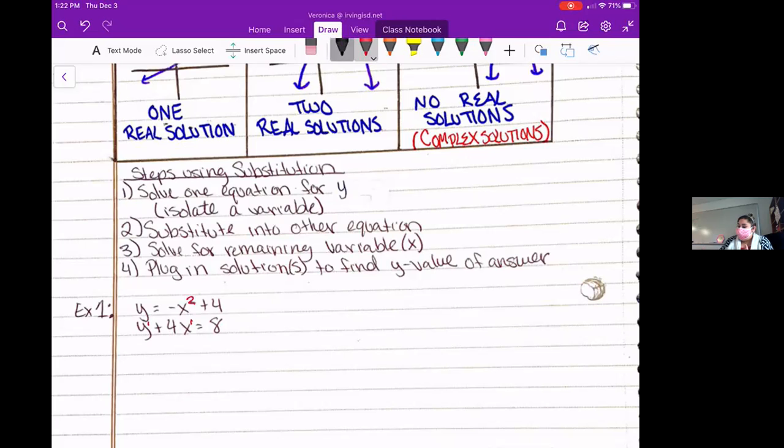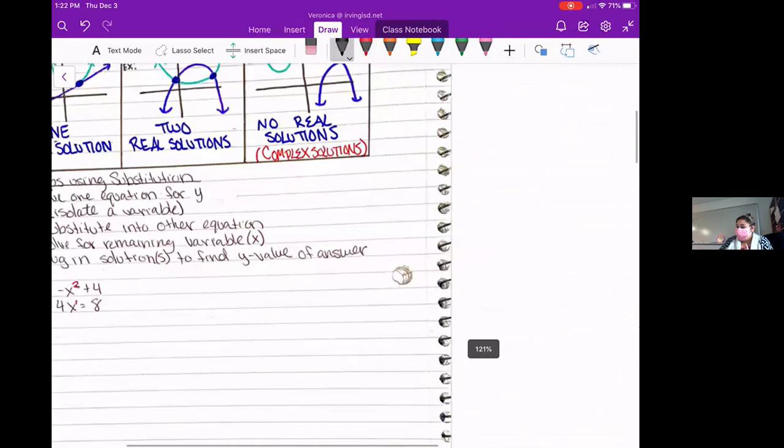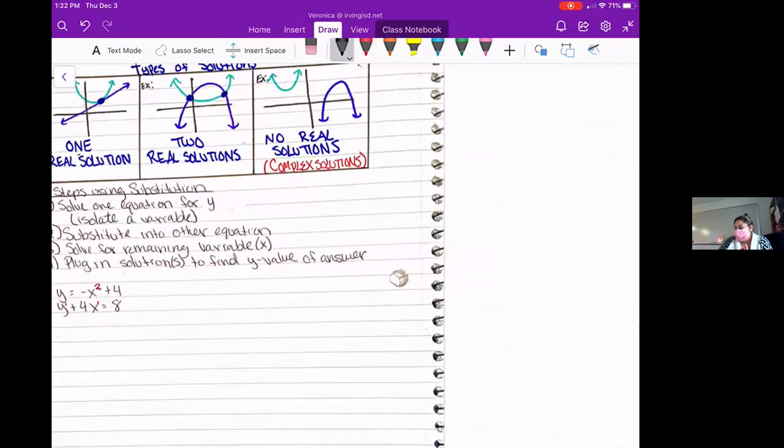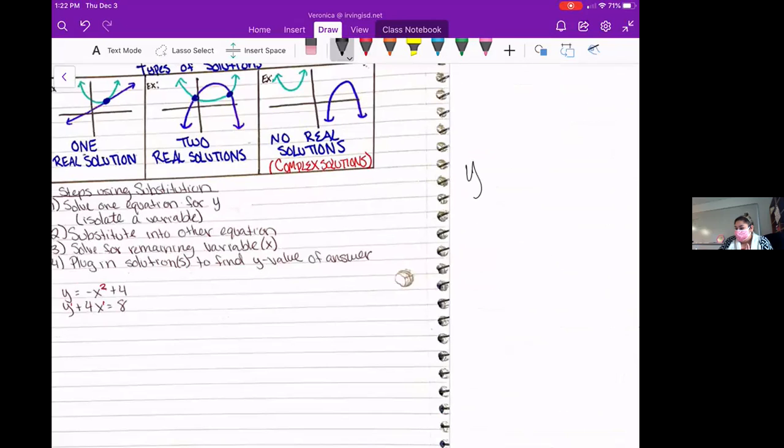Okay, Miss, well, what do you mean? I don't get it. Okay, here's what I mean. So you don't have to write this down. This is me showing you why I would not want to solve for x on this one, right? Could I? Yes, you could. You could subtract 4 from both sides, so that would be y minus 4 equals negative x squared. My next step would be to divide everything by negative 1. So I would now have a negative y and a positive 4, so 4 minus y.